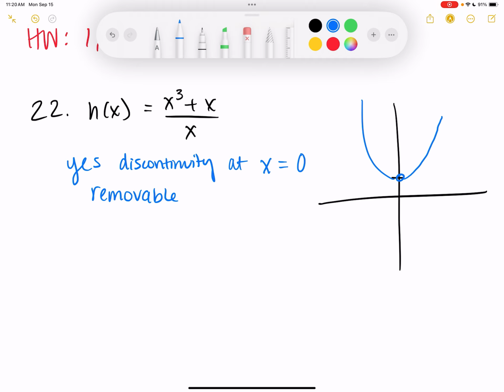Oh, when you said hole, I thought you meant whole number. That's why I was confused. I just drew a whole number. But that's like a filled-in hole.